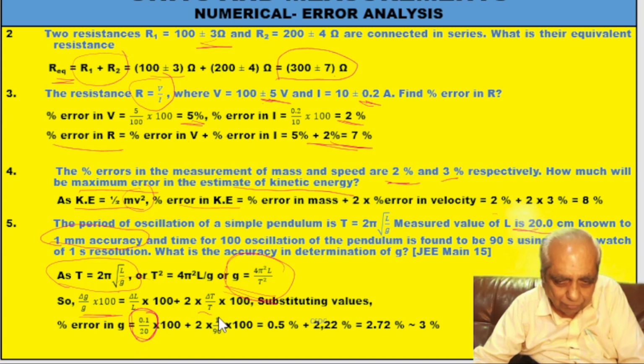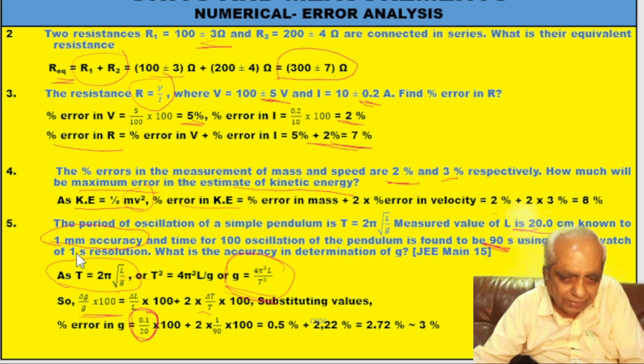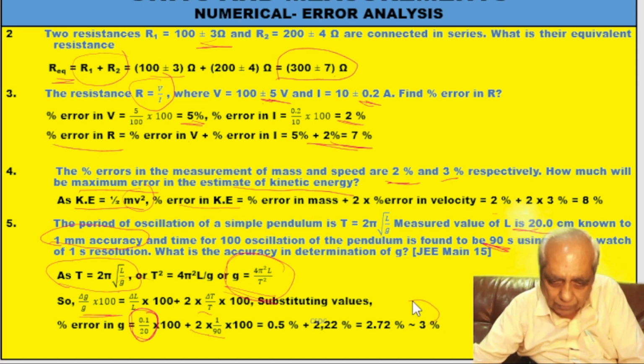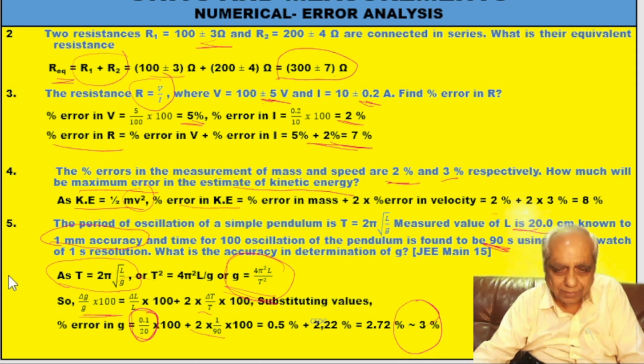Similarly for the period, how is he giving it? He says that he found the period to be 90 seconds. So capital T is 90. He is using a wristwatch of 1 second resolution. So delta T is 1, and T is 90. If I now put these values here, I get the answer as about 2.72, or 3%. So the error in G would be around 3%.